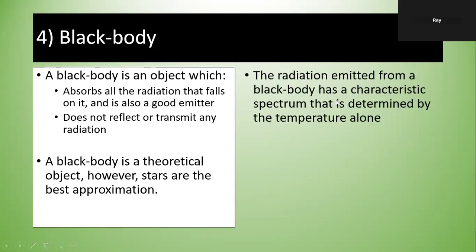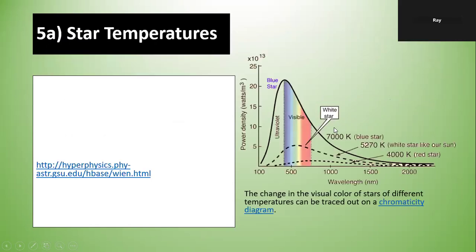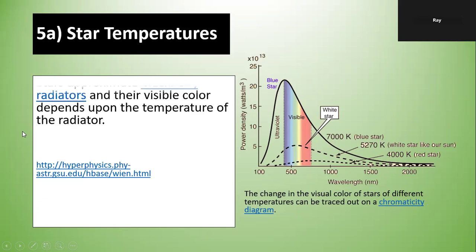Radiation emitted from black body has a characteristic spectrum that is determined by temperature alone. Right? That's a spectrum. Power density. This is a wavelength. Change in visible color of stars of different temperature can be traced out as a chromaticity diagram. Okay? It's taken from hyperphysics.